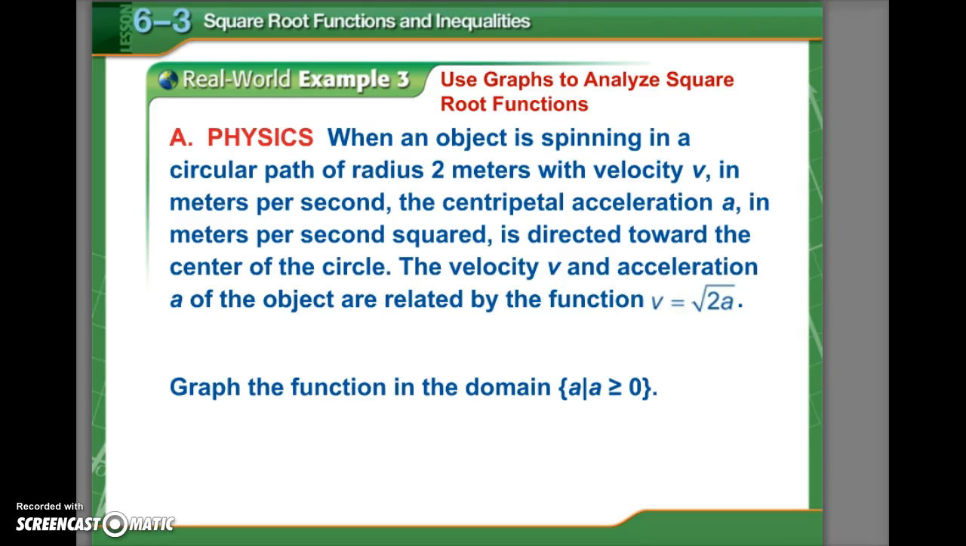Picking up in Unit 1, Lesson 12, looking at Example 3. In this problem, we are going to use graphs to analyze the square root function. So we've got a real-world problem here. It's about a physics problem.